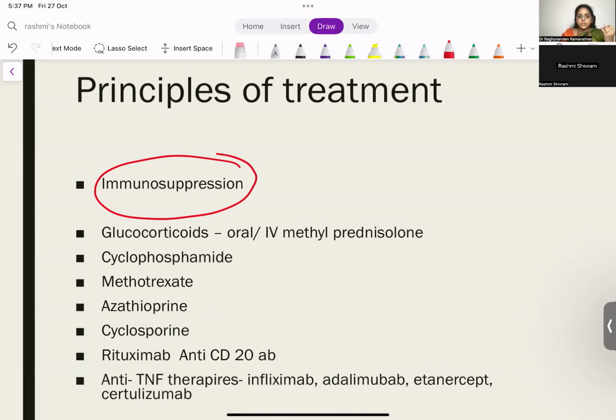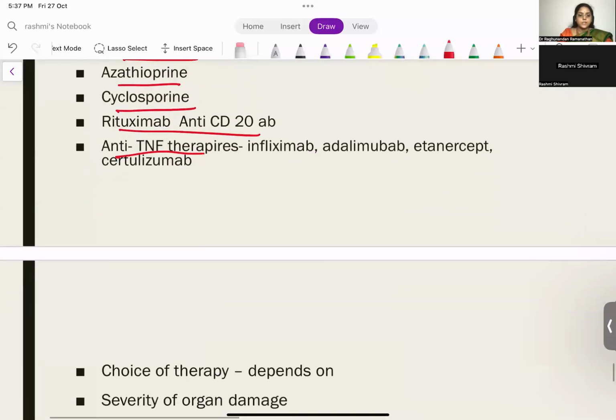How do you do this? You give glucocorticoids. Along with that, what will you give? You will give cyclophosphamide, methotrexate, you can give azathioprine based on the patient and the condition. You can also give cyclosporin, rituximab, anti-TNF therapy, infliximab, adalimumab, etanercept. All these can also be added along with the glucocorticoids. So glucocorticoids are the mainstay.